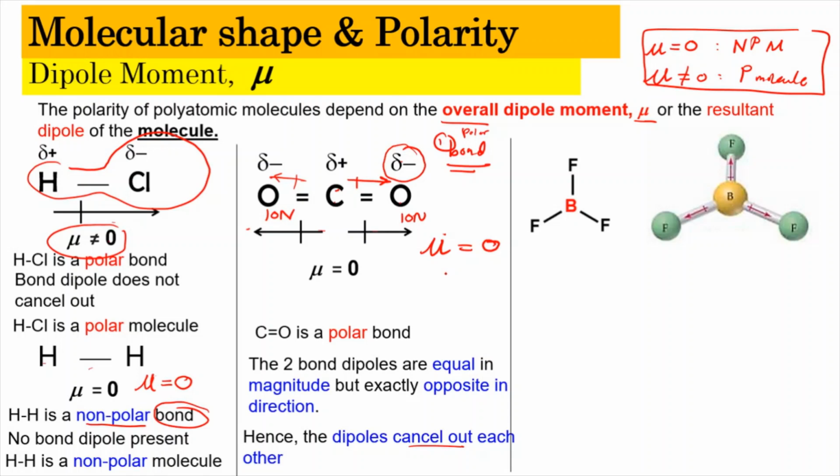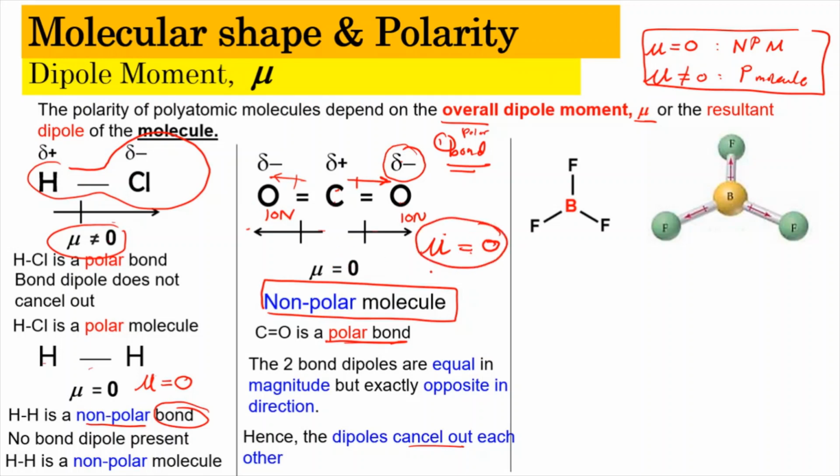So as a result, our mu here is 0, and the molecule is going to be a non-polar molecule. Be very careful. CO is a polar bond. Even though it is a polar bond, it can cancel out because of its shape on the right hand side and the left hand side. As a result, overall, the dipole moment is equal to 0, and hence it is a non-polar molecule. Now let us look into another example, which is the BF₃ here.